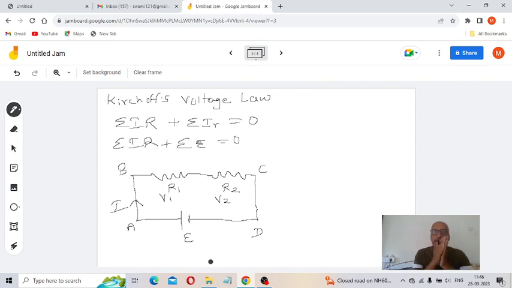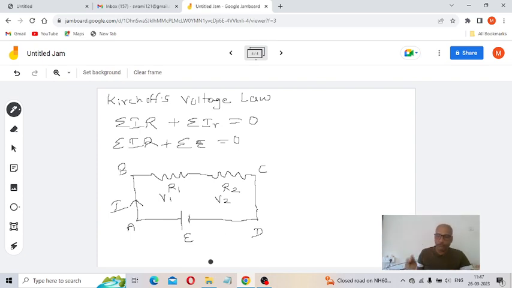Now step by step we will understand this Kirchhoff's voltage law. We will study it in a very slow manner to get a clear idea. So consider that there is one path or loop. In an electrical network it is called a loop. In normal language we can call it a path.